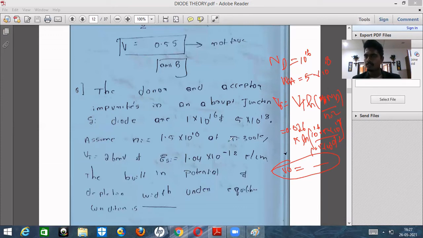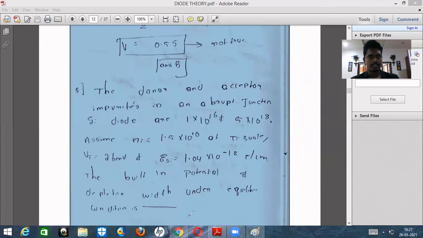If you place all the values, definitely you will get the value of barrier potential, right? Next, the other thing you have asked for is depletion width. Depletion width is nothing but W, right? So W is equal to, what is the formula? Square root of 2 epsilon upon Q into 1 by Na plus 1 by Nd into V0, isn't it? So epsilon is given, 1.04 into 10 power minus 12 farad per centimeter, by Q. Q is nothing but 1.6 into 10 power minus 19, by 1 by Na, Na is nothing but 5 into 10 power 18, and 1 by Nd is nothing but 10 power 16, and V0 we have calculated before, right? So if you substitute all the values, you will definitely get the value of depletion width.